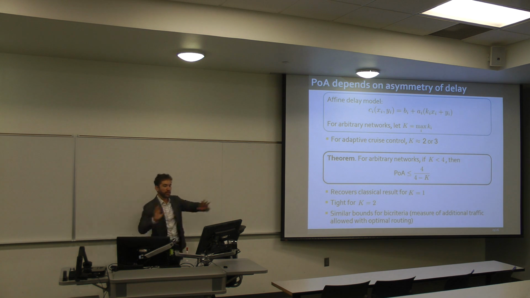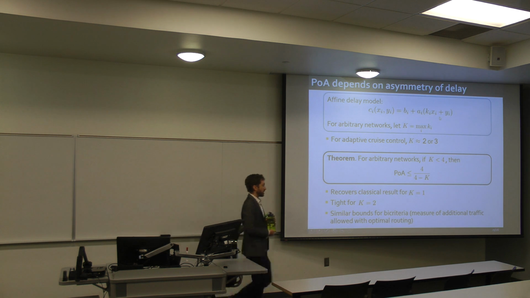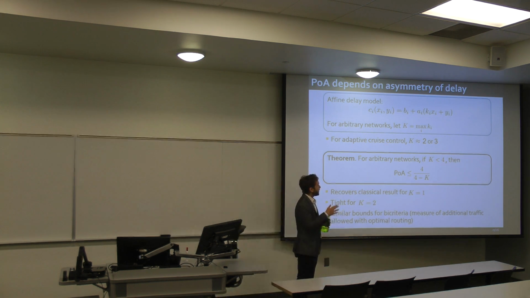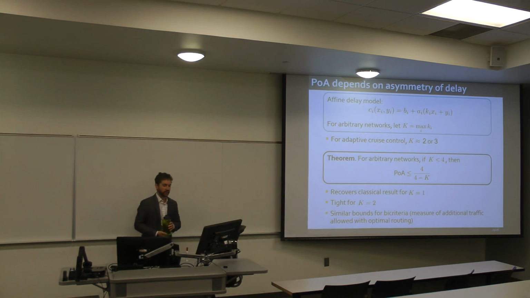And so let's say you have an arbitrary network with many, many links in them, many, many links with this type of cost function, okay? And just call capital K to be the maximum value that you see for this asymmetry of delay on all the links, okay? So for example, as we already described, for adaptive cruise control type technologies, maybe K is somewhere like 2 or 3. You can expect a penalty of a factor of 2 or 3 for being a regular vehicle versus being an autonomous vehicle.